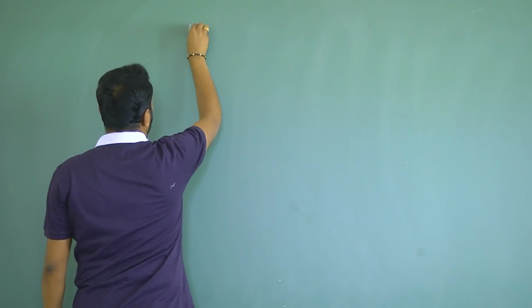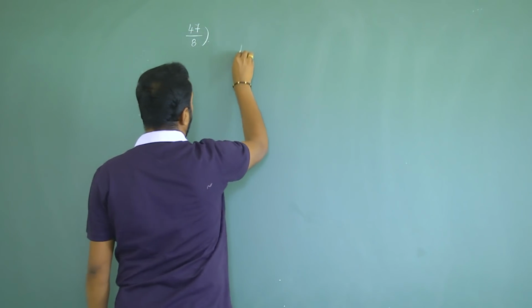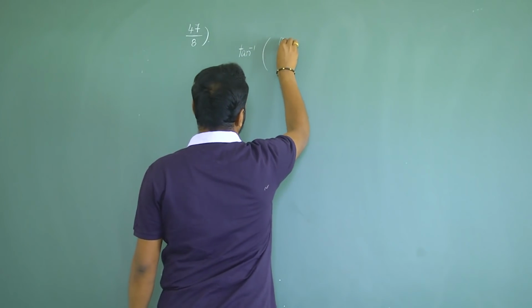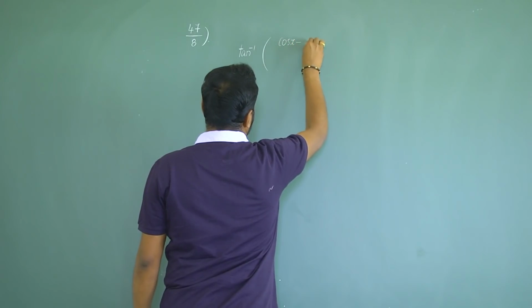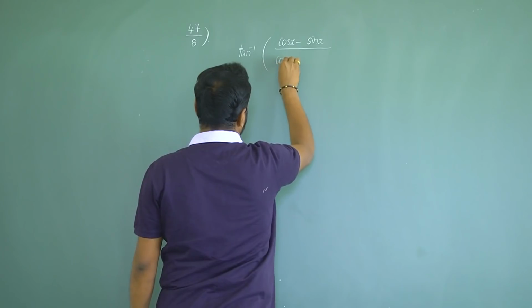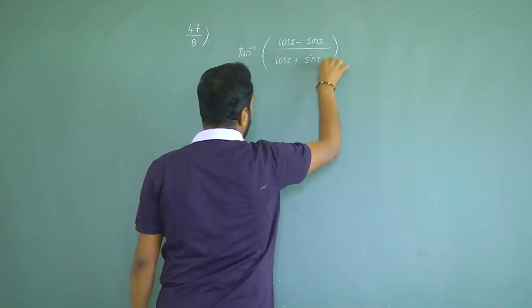Next, page 47, eighth question. That is tan inverse of cos x minus sin x divided by cos x plus sin x.